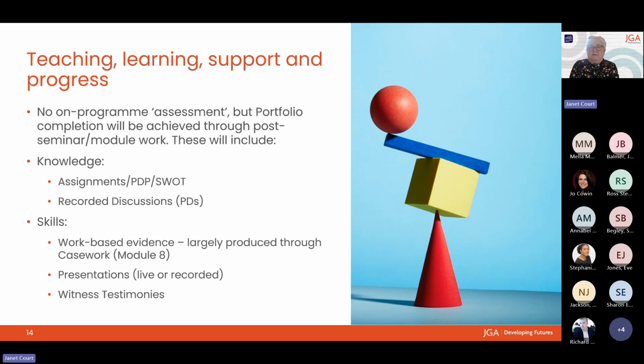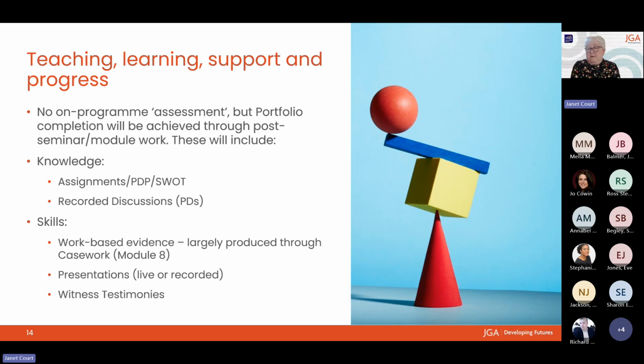There is no on-programme assessment. This is because it is, as it used to be called, end-point assessment. It's assessed at the end. But the portfolio completion will be achieved through post-seminar module work. So there is some form of review, we tend to call it, as we go along, to check that the learning is there and that the skills are there. And the knowledge can be assessed in many different ways, not just assignments. There will be some written work, but usually in things like reports.